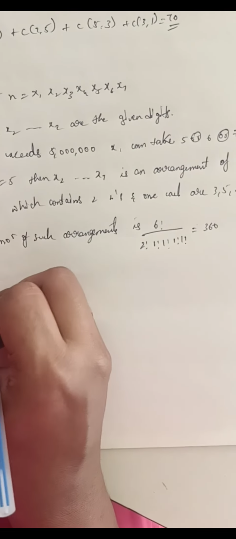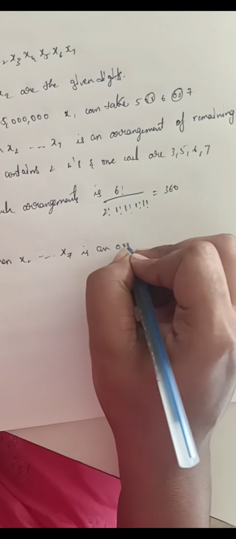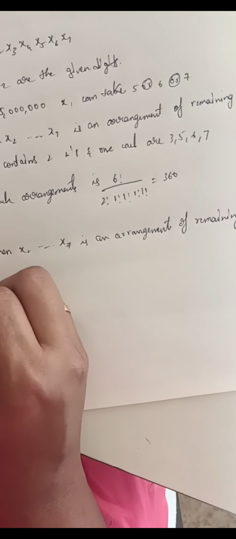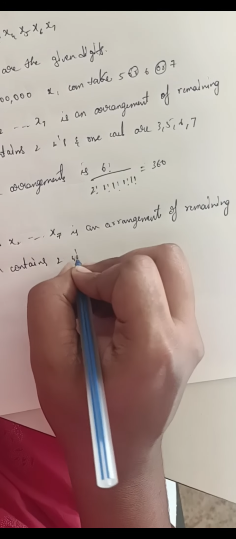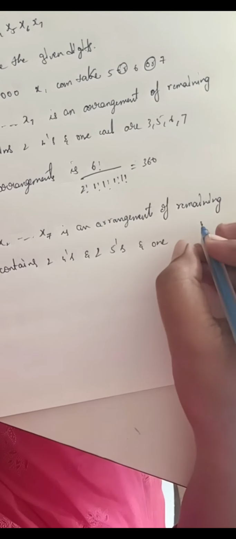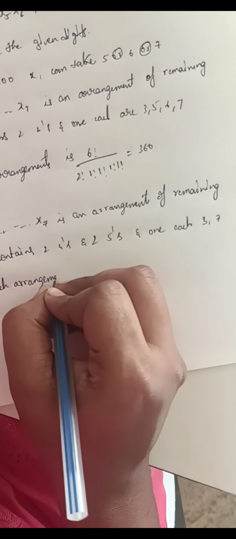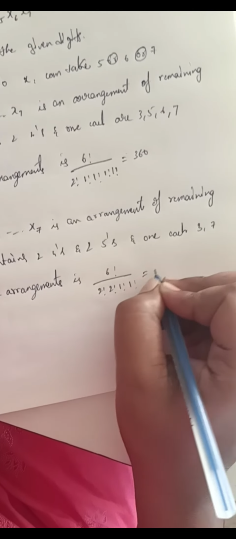If x1 is equal to 6, then x2 up to x7 is an arrangement of the remaining digits, which contain two 4s, two 5s, and one each of 3 and 7. Therefore, the number of such arrangements is 6 factorial divided by 2 factorial, 2 factorial, 1 factorial into 1 factorial, which is 180.